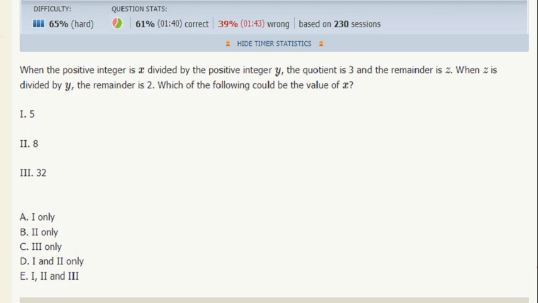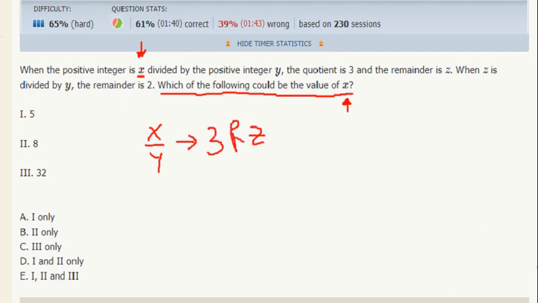Okay, so the first thing that we need to do is organize our information because there's a lot of confusing information going on here. I would say, let's start with our question, right? Which of the following could be the value of x? So we're going to take a look at x and see what we know about x. So positive integer x, when x is divided by y, then you get 3 remainder z, right?